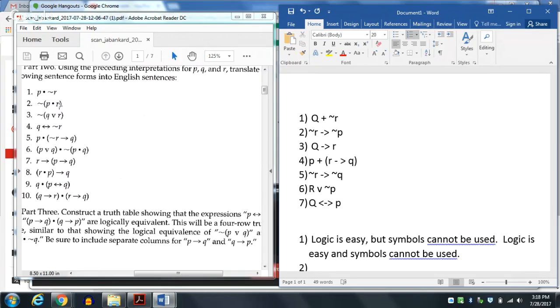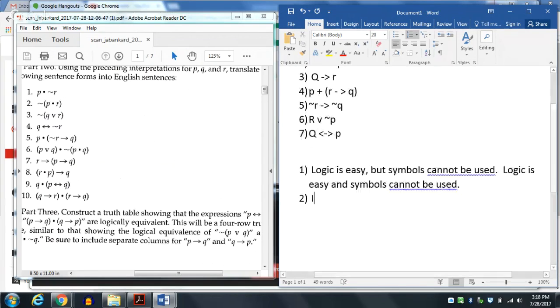The next one, number 2 up here. Anytime you have a negation outside of the parentheses, you start it in English with, it is not the case that, and then we just do the conjunction. Logic is fun and symbols can be used. It is not the case that logic is easy. That's P, right? P is logic is easy. It is not the case that logic is easy and symbols can be used, right?